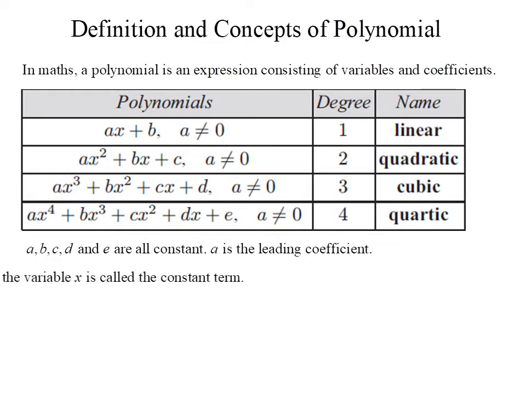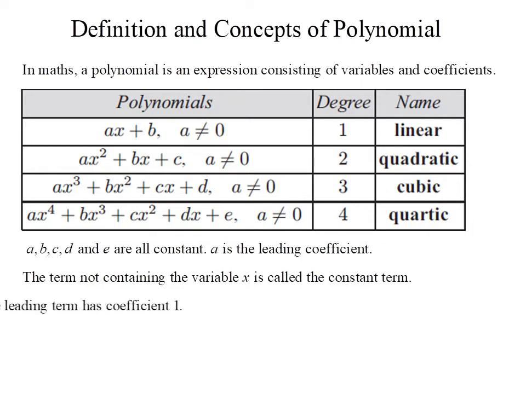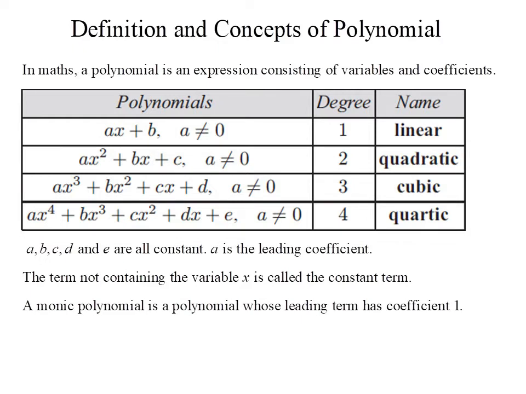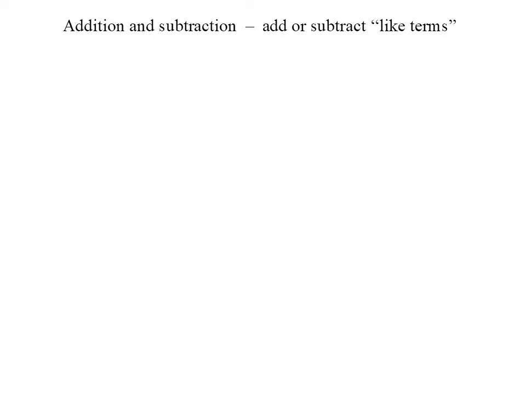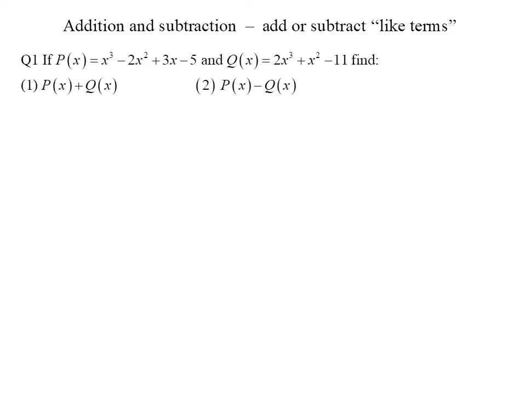A monic polynomial is a polynomial whose leading term has the coefficient 1. Since polynomials can be transferred to monic polynomials as shown on the screen, we will mainly focus on monic polynomials in our later study. The operations of polynomials, such as addition and subtraction, are naturally defined.